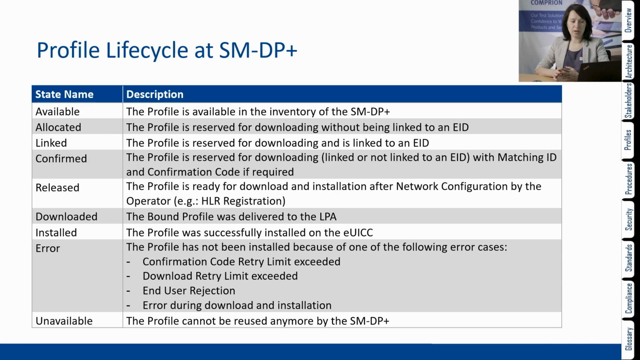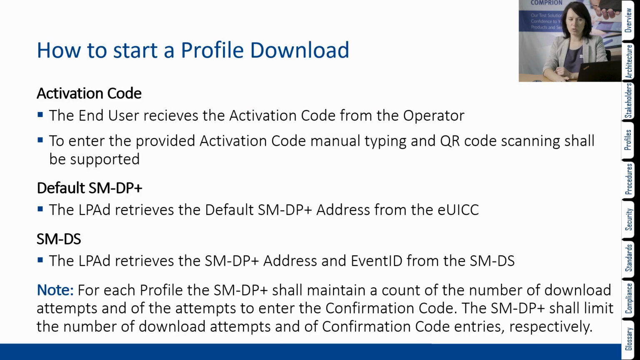The profile can be unavailable if the profile cannot be reused anymore by the SM-DP+. Okay, you remember how to start the profile download with the activation code, default SM-DP+ or the SM-DS. And yes, you remember that there is a specific count of the number of download attempts and the attempts of entering the confirmation code. There is a requirement that the SM-DP+ shall limit the number of download attempts and of confirmation code entries respectively.